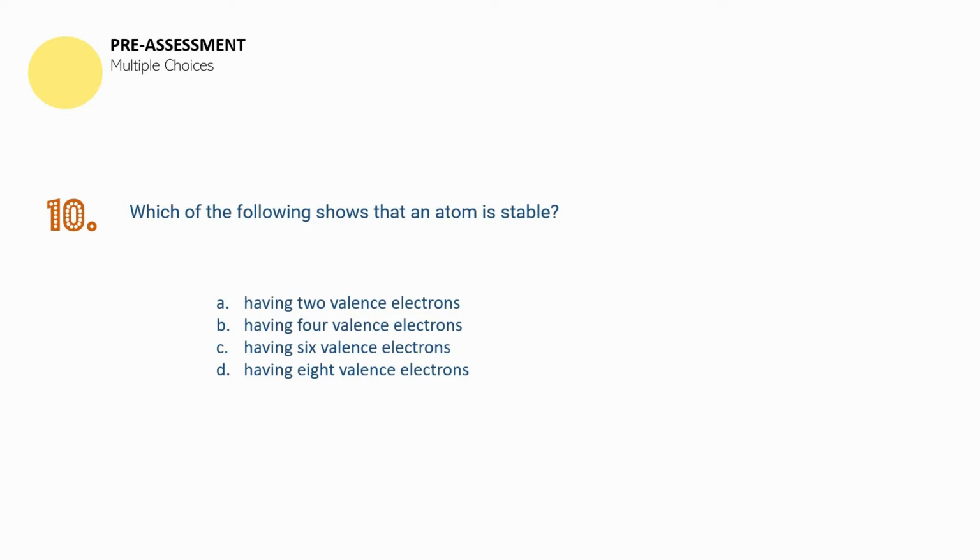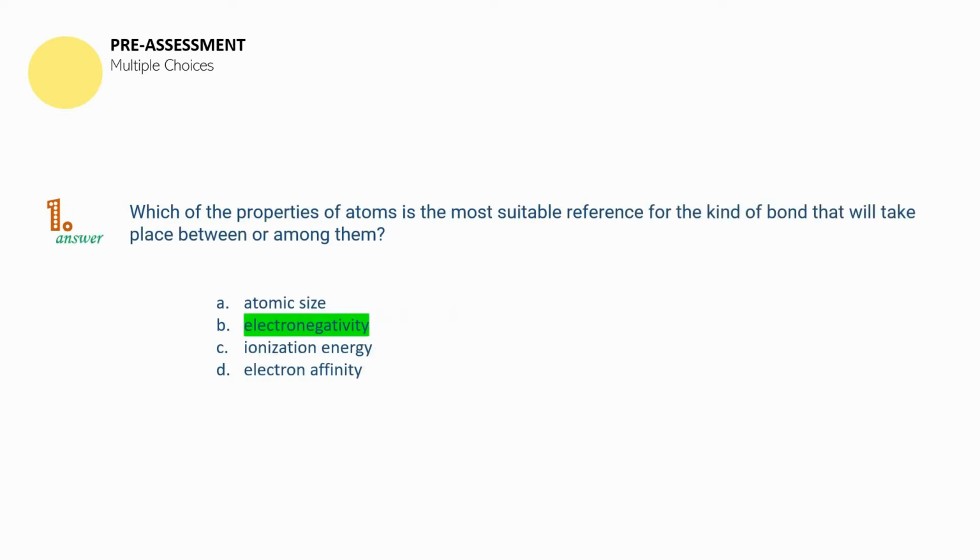If you need more time, you can pause this video. If you have decided to continue, that means you are ready to check your own work. So grab a pen with an ink of a different color from the one you used for answering. The answer to question number 1 is B, electronegativity.